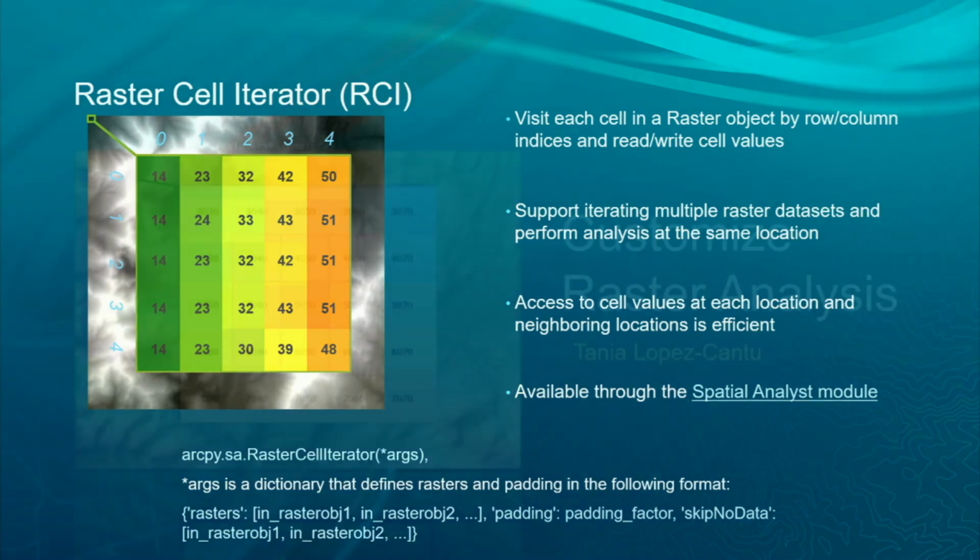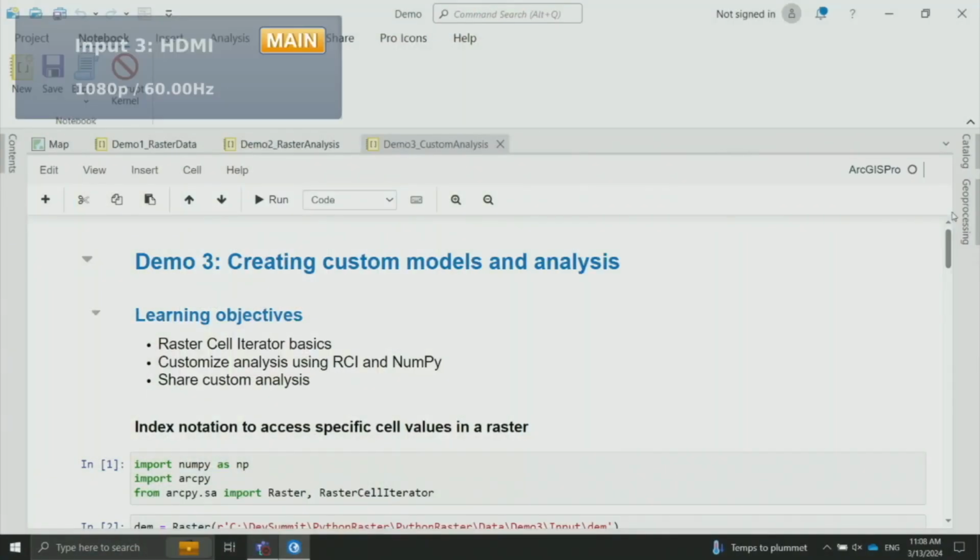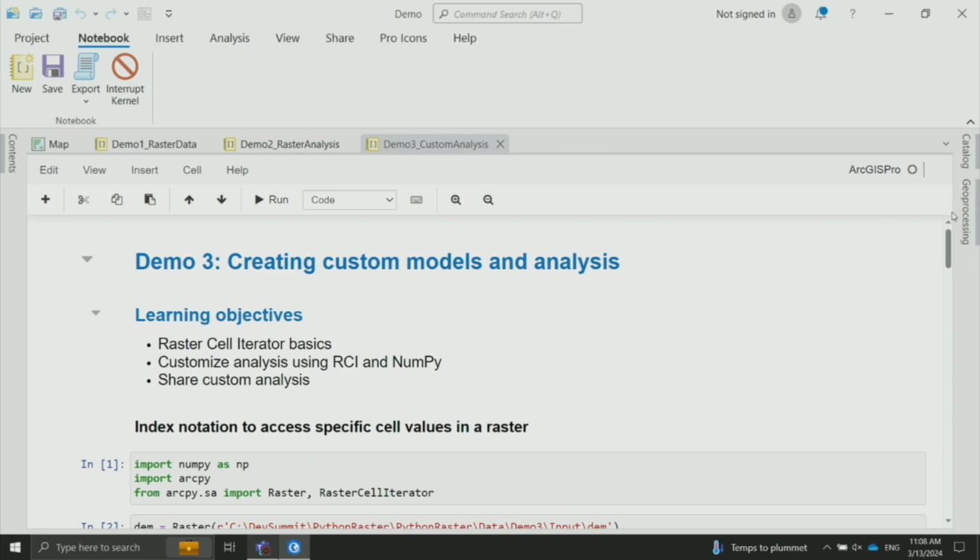With that, I'm going to hand over again to Tanya to show you a demo. This is the last demo. In this one, we're going to be looking at creating custom models and analysis using that raster cell iterator. The learning objectives, as I listed here, are the basics of the raster cell iterator, what kind of custom analysis you can do with RCI, or raster cell iterator, and NumPy, and how you share that custom analysis.